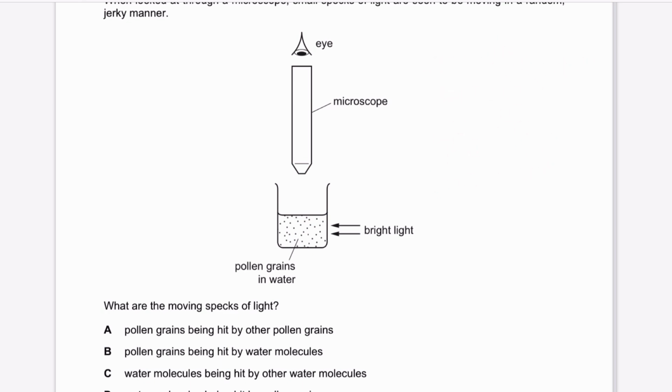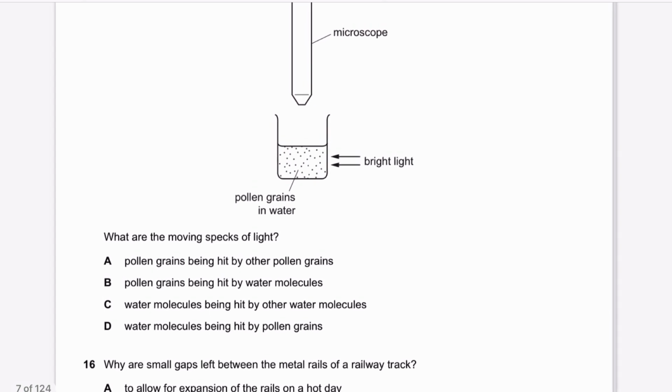Why is it changing its direction? This pollen grain or this speck of light, obviously the specks of light are pollen grains basically. Why is it moving in a jerky manner when nothing is hitting it? Obviously something is hitting it. That's why it's moving in a jerky manner. So let's see your options. Pollen grains are being hit by other pollen grains. No. Otherwise, what would have been written is collision with pollen grains and with the walls. That we didn't see. We saw it moving in a jerky manner.